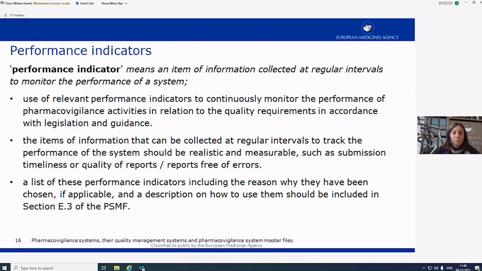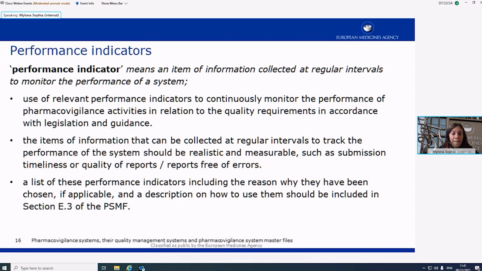Now, another item that you may have been using already is the performance indicators. For this, there is the definition, and really, the choice is yours. You have to use performance indicators, and this will be information that you collect at regular intervals to monitor the performance of the system. You have to choose them and give the rationale, the reason why you chose the performance indicators you have chosen. But I would like to say here that you really need to think about the key processes. What is important for you to monitor and get right? There is always this risk-based approach, so you should use this for the performance indicators. You should select indicators that are realistic and also measurable.